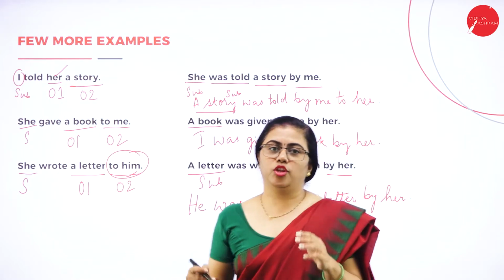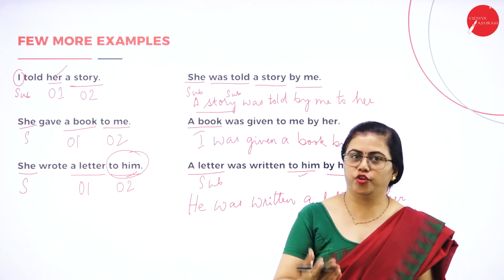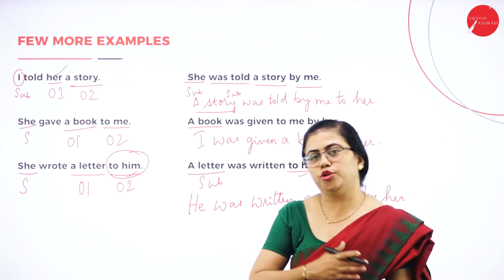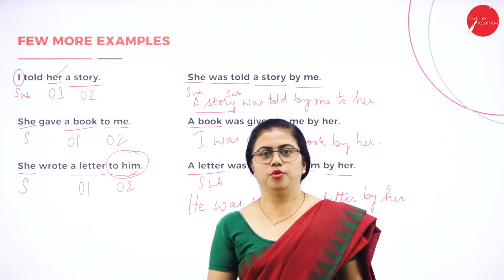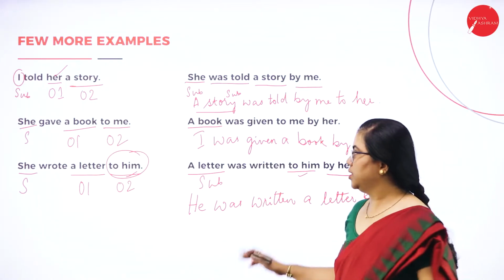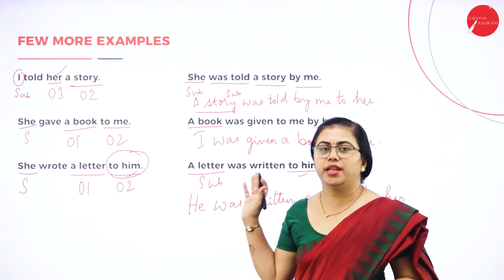Okay, so whenever you have two objects, it is left to you, your liberty. You can take liberty and change it accordingly. If you want to put object 2 first as the subject, you can put it. If you want to put object 1 as the subject, you can put it. So this is one of the ways in which you can change it.